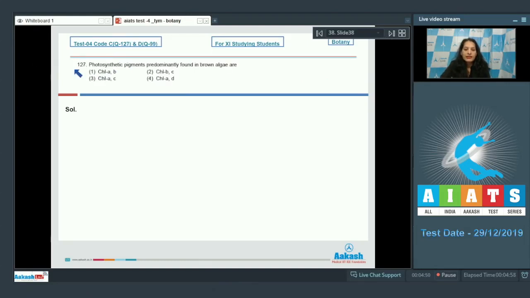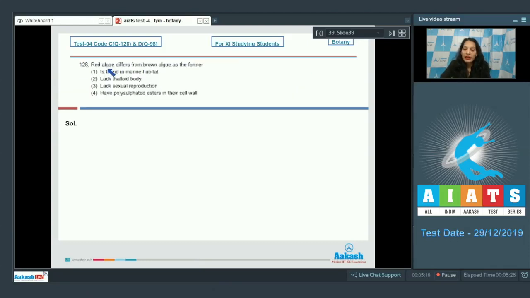Question number 127. Photosynthetic pigments predominantly found in brown algae are. Brown algae have chlorophyll A and C as the major pigments. So this is correct. A and B, it is found in the green algae. A and D in the red algae. So the correct option for the given question is option number 3. Let's move to the next question.